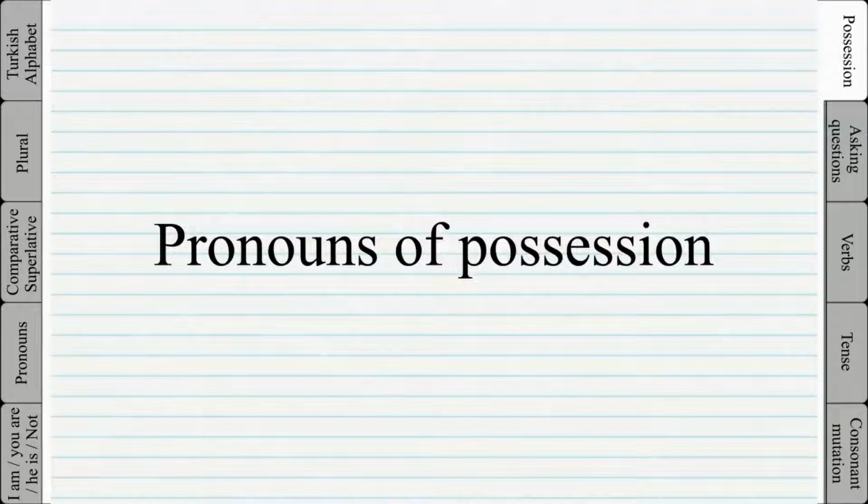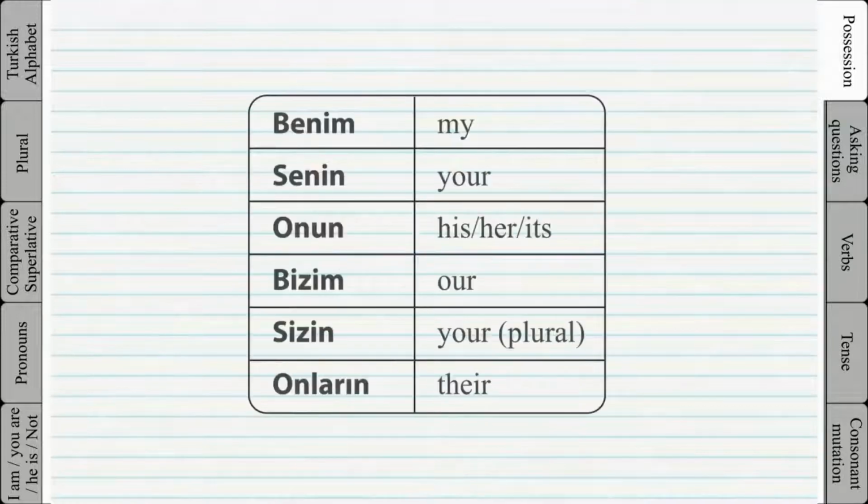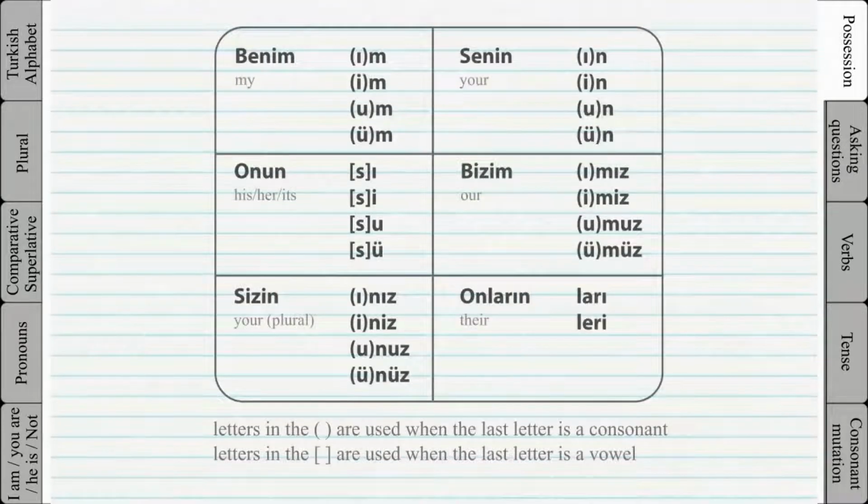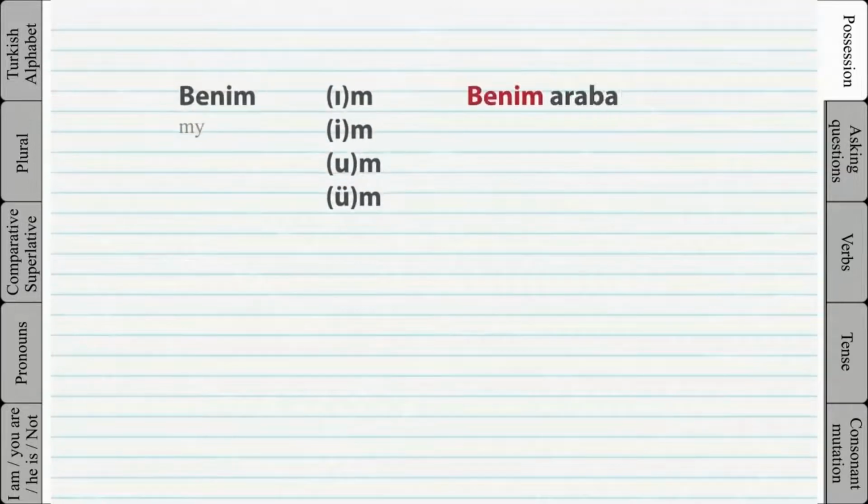Pronouns of possession. The pronouns of possession are also similar to subject pronouns. When we use them, we should also add the correct endings. Look at this table to see the pronouns of possession and the possible endings. The letters in the parentheses are used when the last letter is a consonant, and the letters in the square brackets are used when the last letter is a vowel. Let's look at this example. My car. Because the word araba ends with a vowel, we only use the letter M.